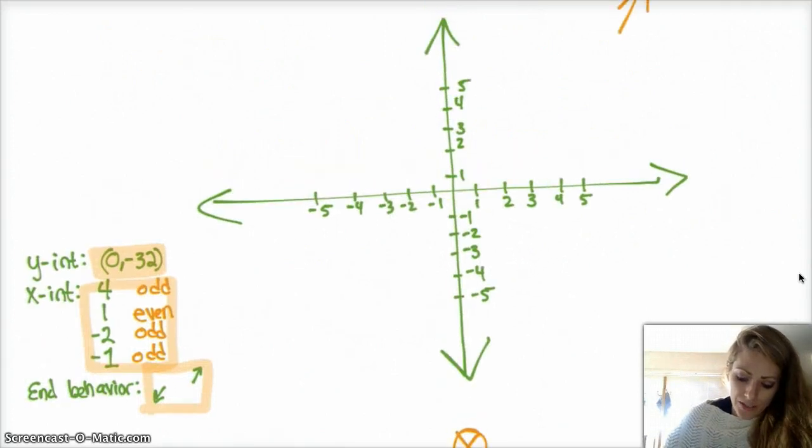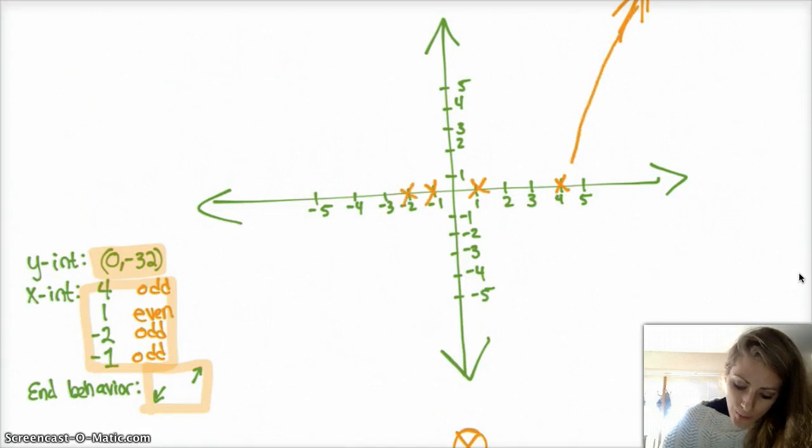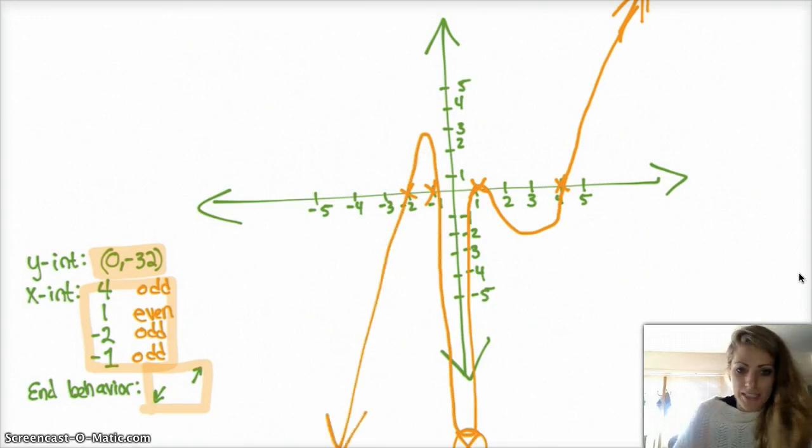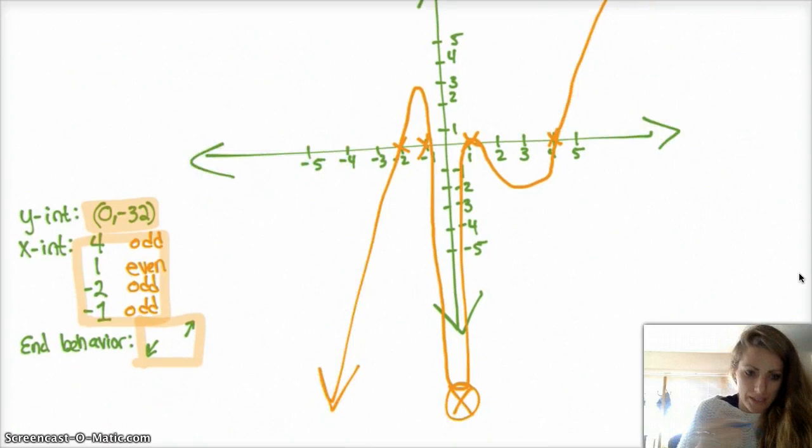Okay, so then I want to plot it. I know that I start up and then I come down, and my first zero is 4 right here, and then my next one is 1, and then negative 1 and negative 2. I go through 4, bounce off 1, down to negative 32, which is my y-intercept, up through negative 1, down through negative 2, and I end upside down in the other direction because that fits with my end behavior.